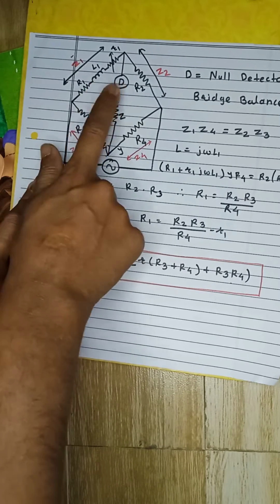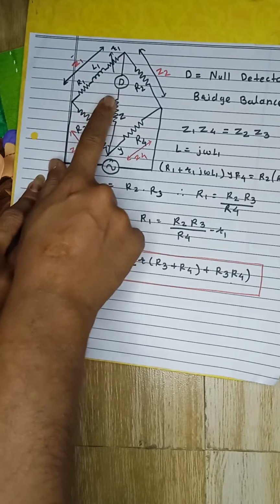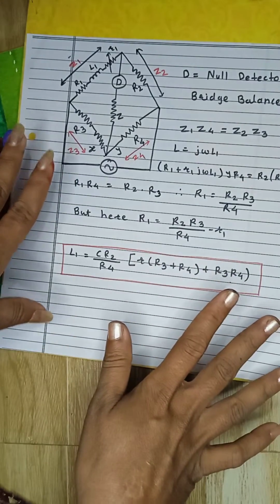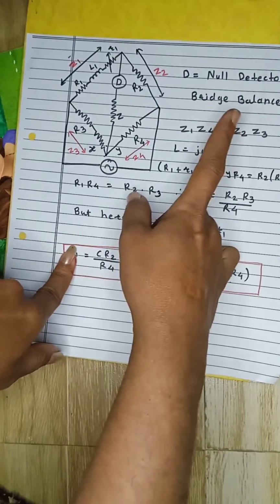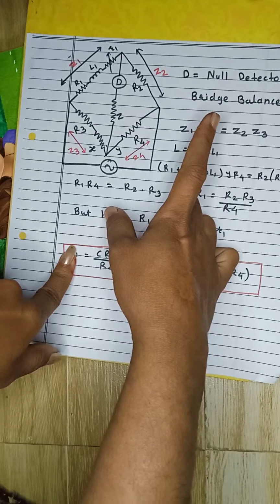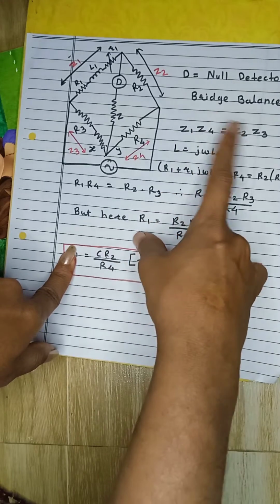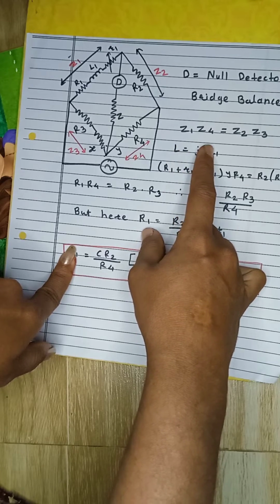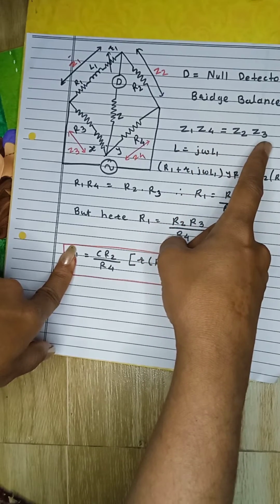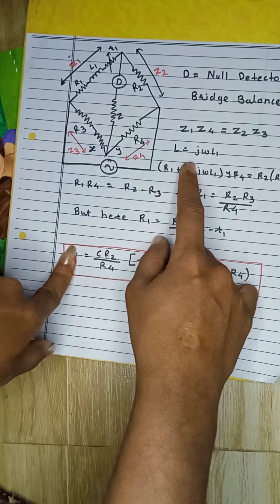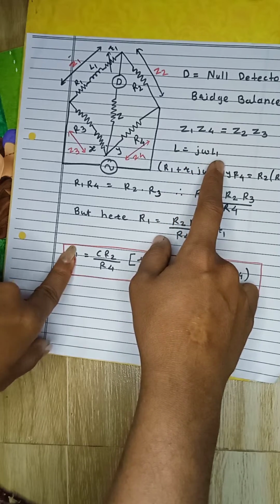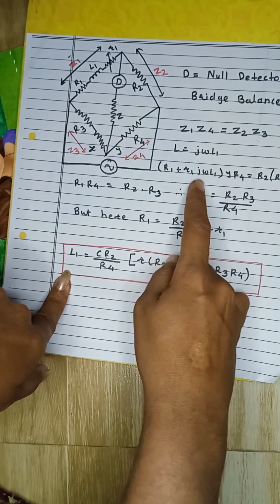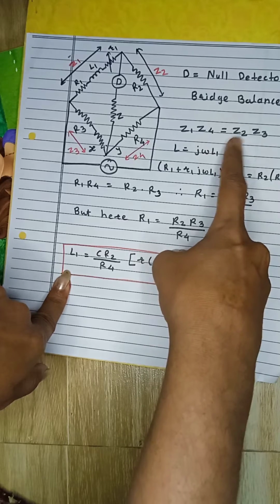What is meant by D? This is a null detector. When the bridge is in a balanced condition, the null detector detects zero. So in the balanced bridge condition, Z1 into Z4 is equal to Z2 into Z3. We can write j omega L1. So we have to put in the values of Z1, Z4, Z2 and Z3.